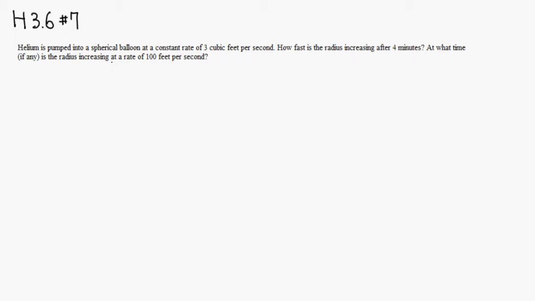So the volume of the sphere, this says dV over dt, the rate of change of the volume with respect to time, is given to be 3. So that's the given value there. It's asking how fast is the radius increasing after 4 minutes. So what we're looking for is dr over dt. And what else is given? It says that it's after 4 minutes.